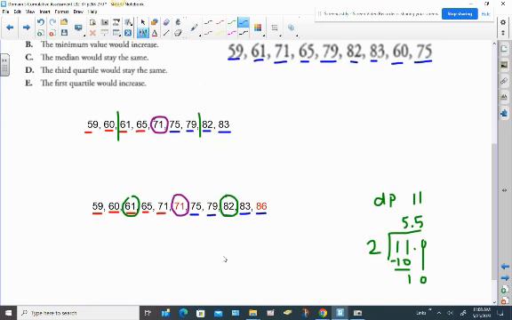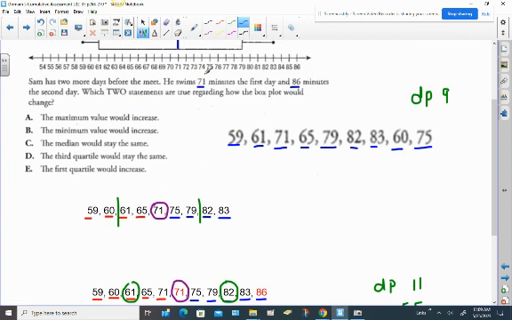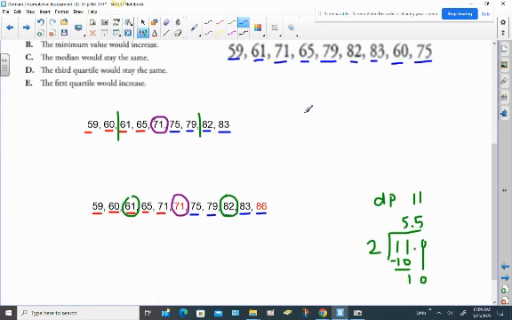So let's look at what would happen if we added in those numbers they mention here, which are 71 and 86. If we add those numbers in, that shifts things over a bit because now we have 11 data points. So we'd have to count 1, 2, 3, 4, 5 from the low end, 1, 2, 3, 4, 5 from the high end. So 71 would still be the median when we add those two numbers in.